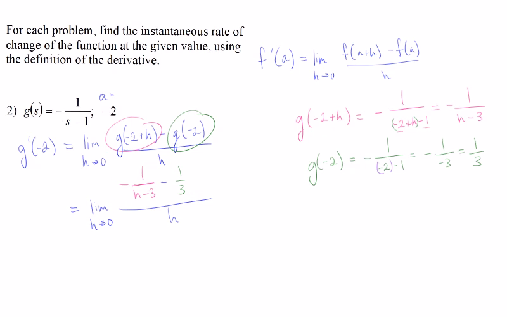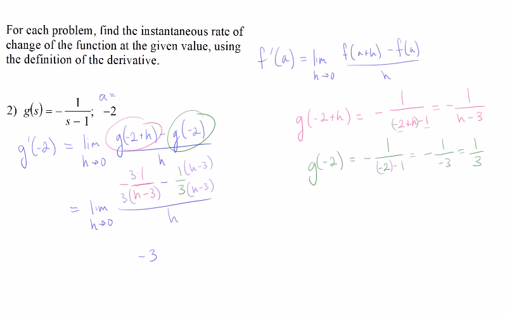And so what I'm going to do is multiply by 3 here and also on top. And then I'm going to multiply by h minus 3 here, to get these denominators to match up. Now that they match up, I can combine the numerator. So I'm going to combine all this in the numerator.